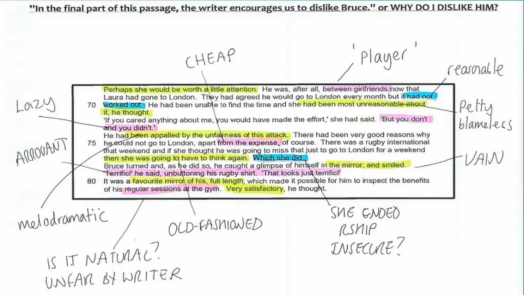Then he says one of the reasons he didn't go to London was for the expense. So again, not a particularly nice image of him. We're not really liking him because we're thinking he's a bit cheap. And the fact that he only wanted to go to the rugby international makes him a bit selfish. And then when it says she was going to have to think again, that almost sounds a little bit old-fashioned, doesn't it? A male chauvinist, a little bit, where the old-fashioned woman would have to do what the man says. Then the blue, I've put, which she did.